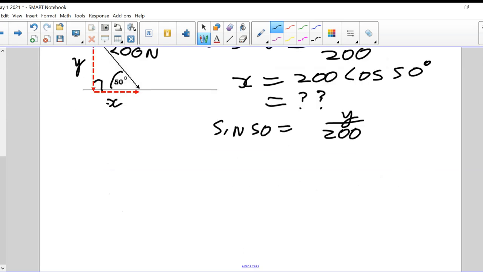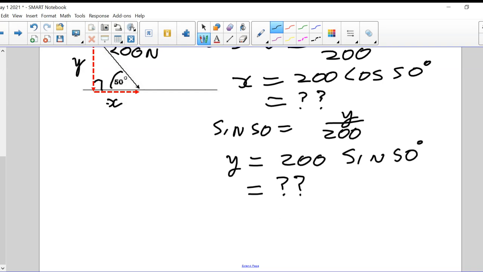So of course, just by multiplying this out, the y is going to be equal to the vector of 200 multiplied by the sine of 50. And again, you can work that out on your own time. That's not really what we need to spend a lot of time on right now, getting actual numbers, because you can easily do that on your calculator. So that's going to be some number here.